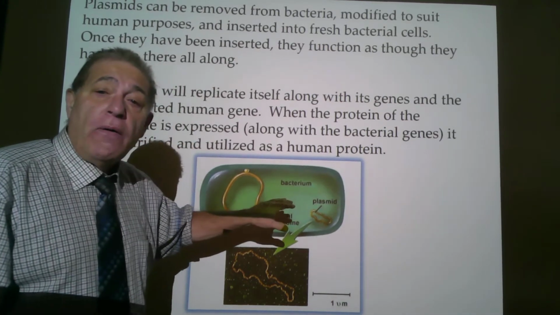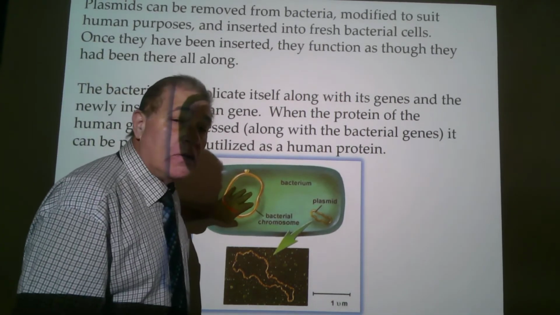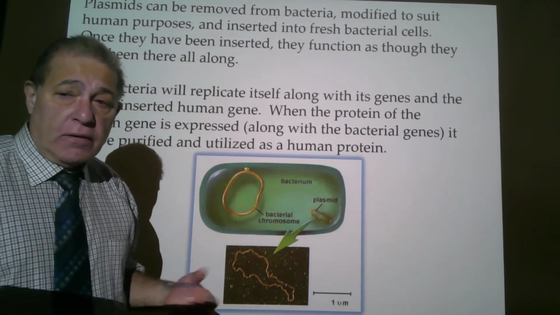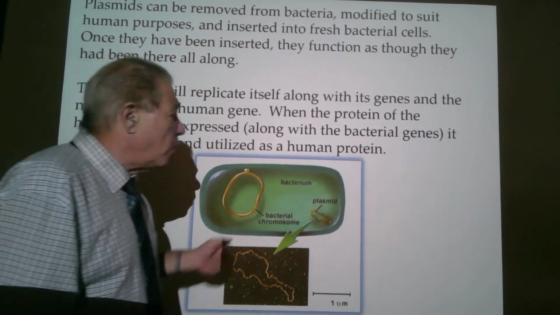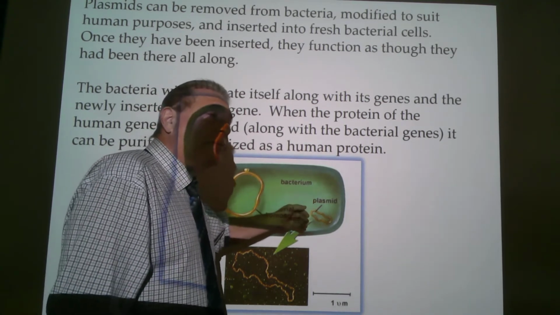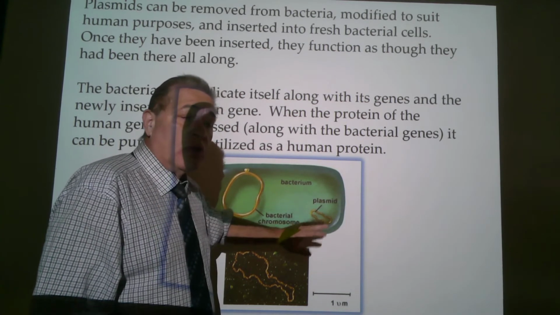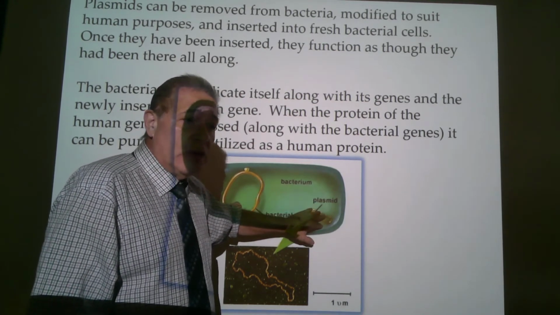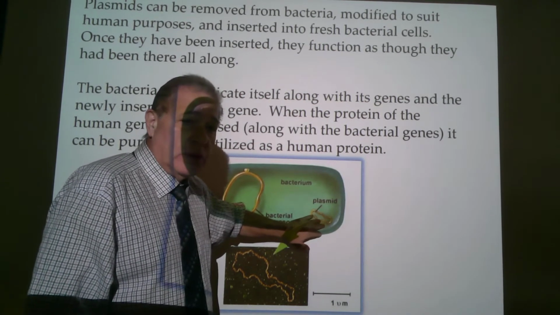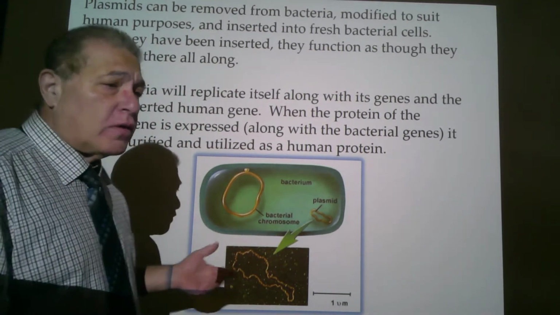and then allow that bacteria to express all of its own genes, which means it'll make the proteins of its own genes, and also it will express the genes that are in the plasmid, including the human gene. It knows no difference between its own genes and the human gene that we have inserted into it. And I've done this many times over the years, and it always works out very well.